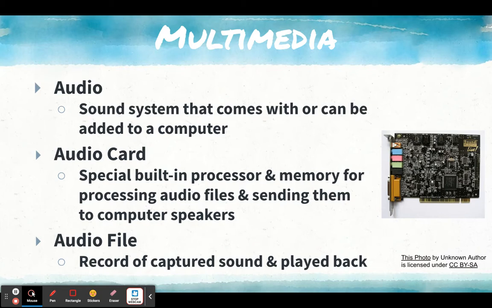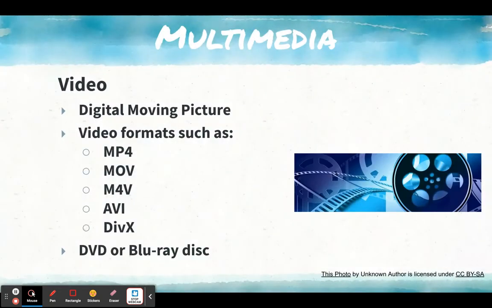Within the audio, there are two pieces: an audio card and the audio file. The audio card houses the audio files. It's a special built-in processor and memory for processing audio files and sending them to the computer speaker. So that's kind of the brain, okay? And the audio file is the actual recorded soundtrack that can be played back. So basically, you work from the top down: the overarching audio, which contains audio cards, and on the audio cards are the audio files.